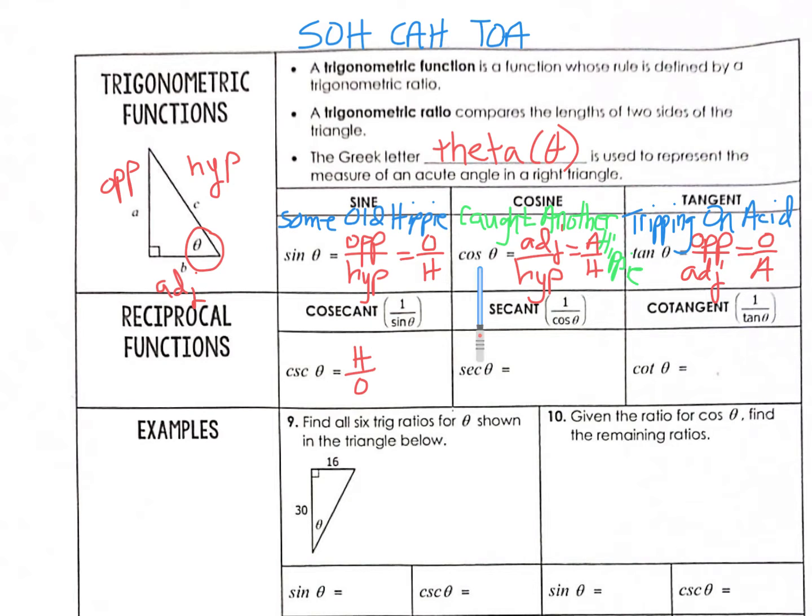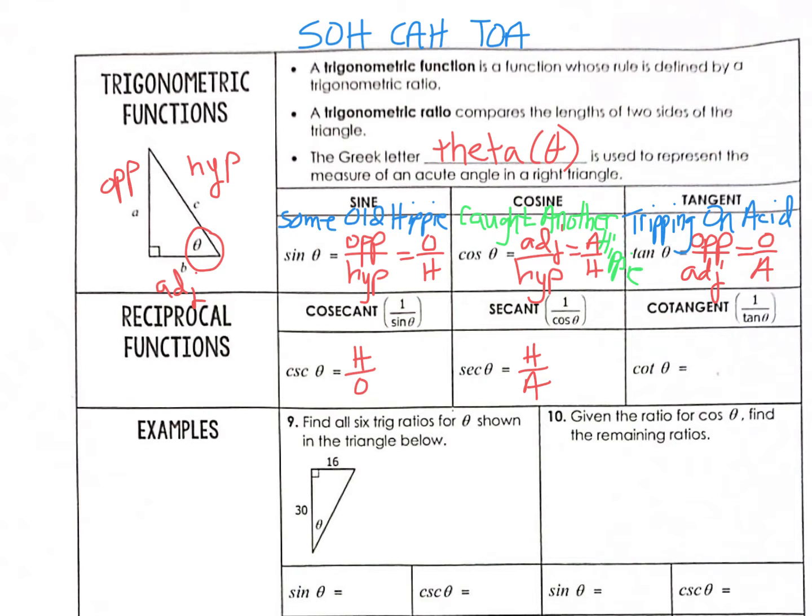Same thing with cosine. The reciprocal of cosine is secant. Secant is 1 over cosine. So 1 over cosine is really going to end up being the reciprocal of A over H, which is going to end up being H over A.